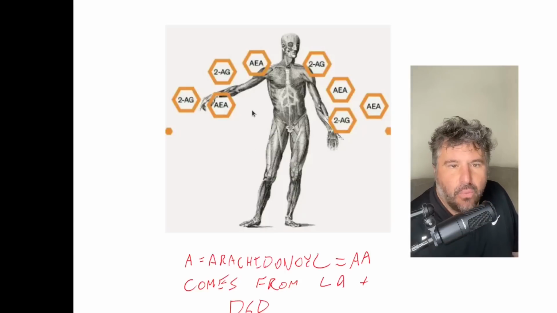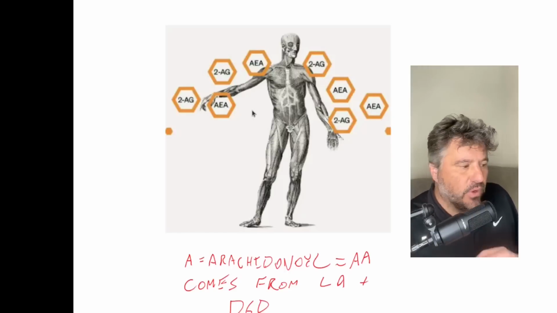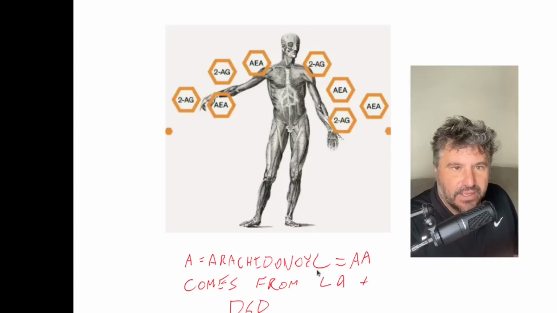We have two well-known what are called endocannabinoids. So these are compounds that our body makes that activate the CB1 receptor. And you can see they're called 2-AG and AEA. And you'll notice they both start with an A, right? AG and AEA. And the A in both of those cases stands for arachidonic. Arachidonic means basically it comes from arachidonic acid, which means that it comes from linoleic acid.